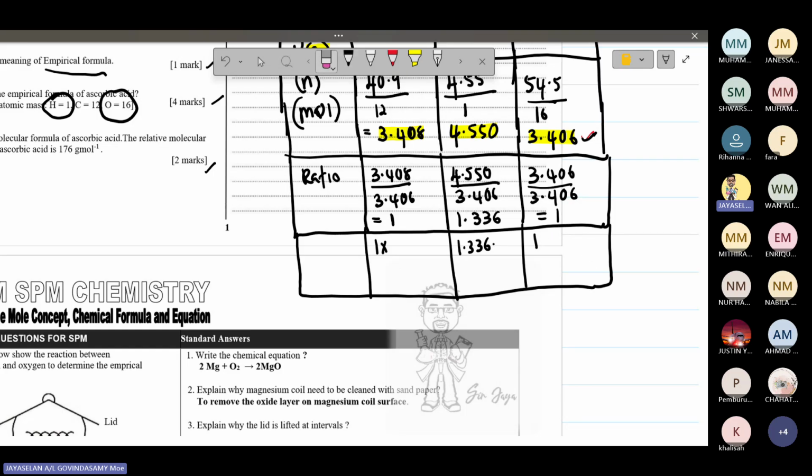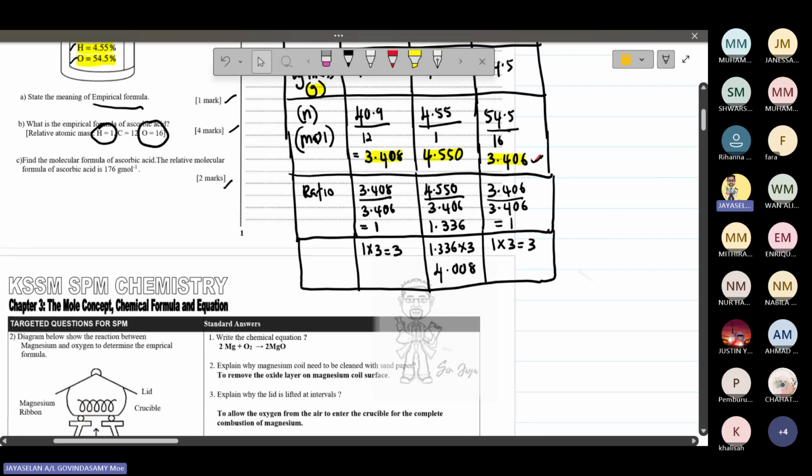Okay, now what do I do? I try to times with 3. This is 3. So when I try to times with 3, I got 3. This one also I try times with 3. This one also you must try to times with 3. So this is 3. Now I do this one, 1.336 times 3. So I get answer 4.008. This one can round up. That means you already know, so you can put 4.008, right? So you can take it as 4.